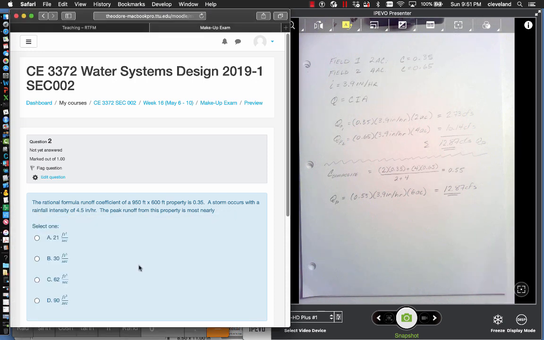Let's move to the next one. The rational formula runoff coefficient for a 950 foot by 600 foot property is 0.35. A storm occurs with an intensity of 4.5 inches per hour. The peak runoff from this property is most nearly, and select one, A, B, C, or D.